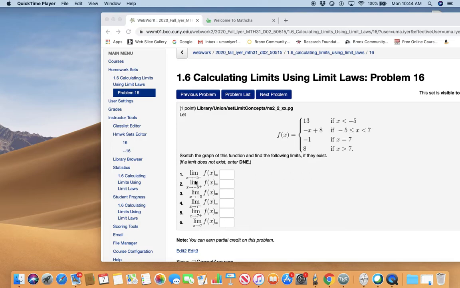Okay? When x approaches negative 5 from the left, I'm looking at negative 5 here. When x is to the left of negative 5, left means less than. So that's the condition we are looking at. So the rule is 13. It's a constant function, 13, to the left of negative 5. So the limit is constant, so there is nothing to plug x in.